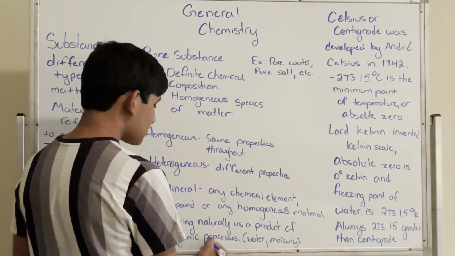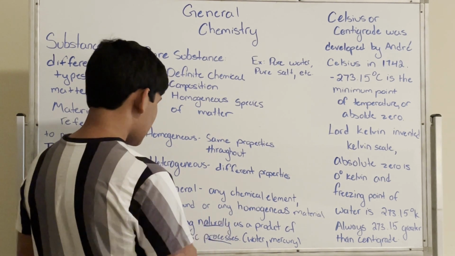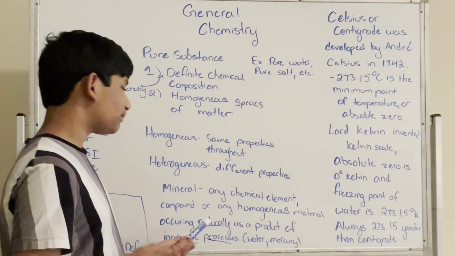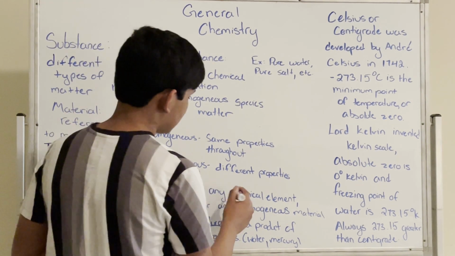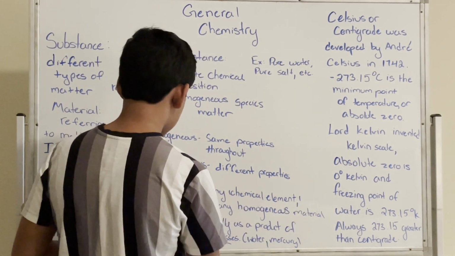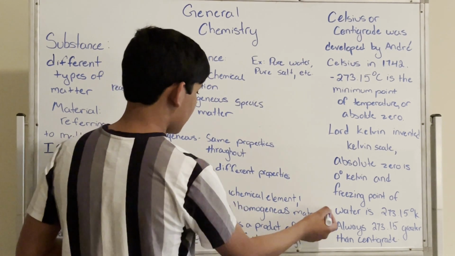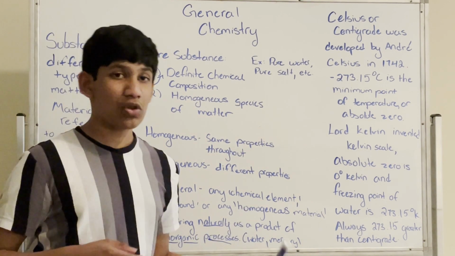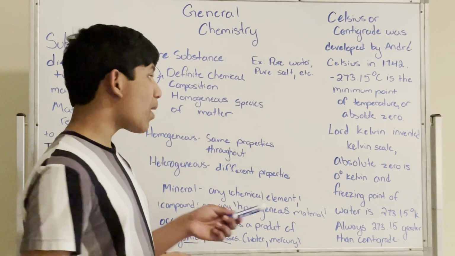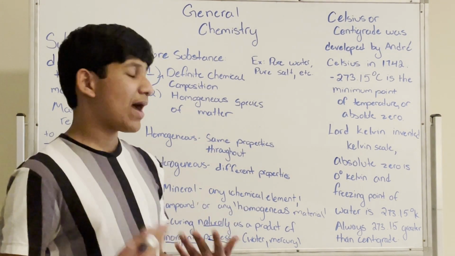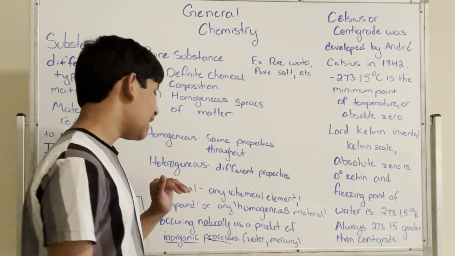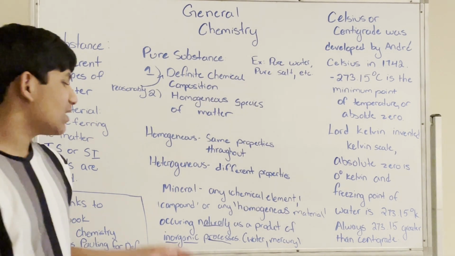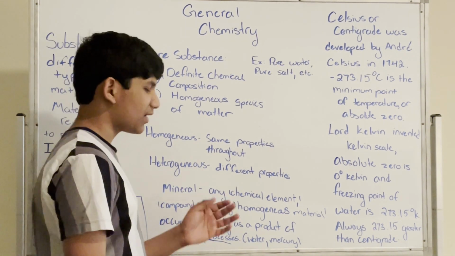So if it occurs naturally in nature as a product of inorganic processes, and it satisfies one of these, either this, or this, then it will be considered a mineral. So if it's a chemical element, a compound, or homogeneous material, saying that it's a matter that has same properties throughout, and occurs naturally in nature as a product of inorganic processes, then it's considered a mineral. That's what a mineral is.